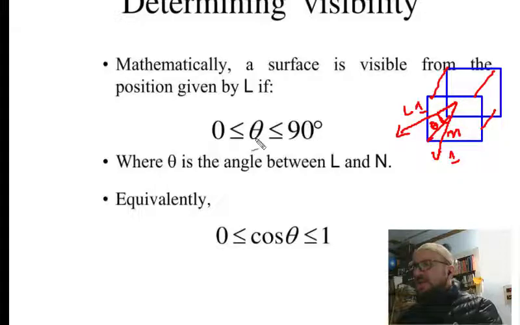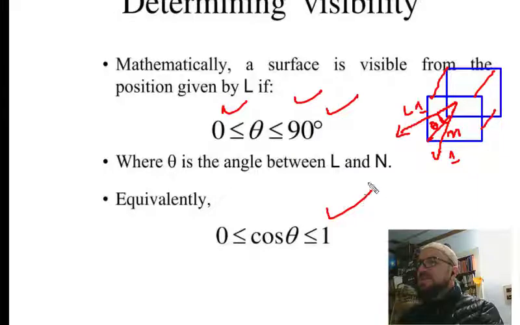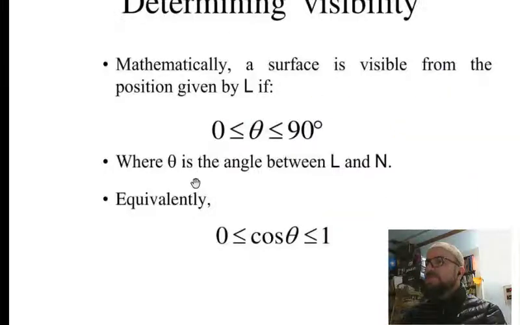The theta is the angle, and this theta needs to be between 0 to 90 degrees, or in other words we can write it that 0 is less than or equal to cos theta is less than or equal to 1. We can write it like this way or we can write it this way, right?